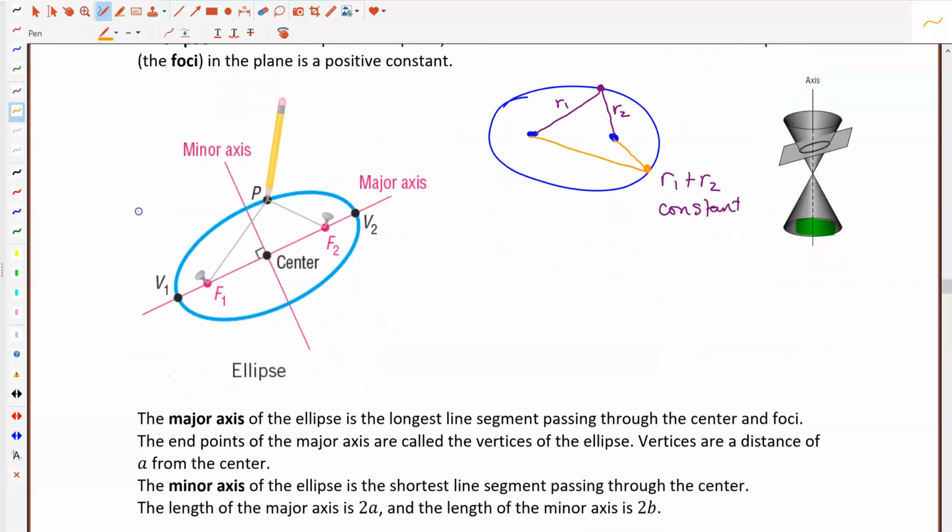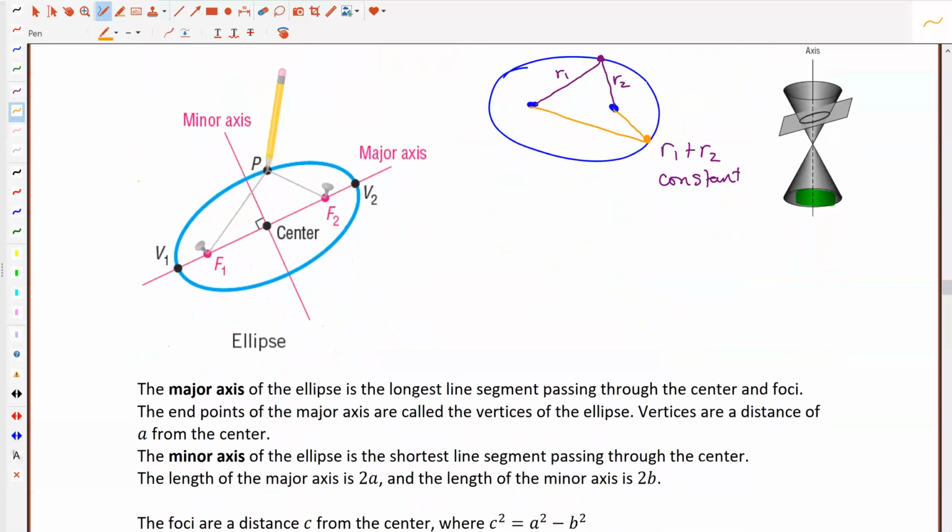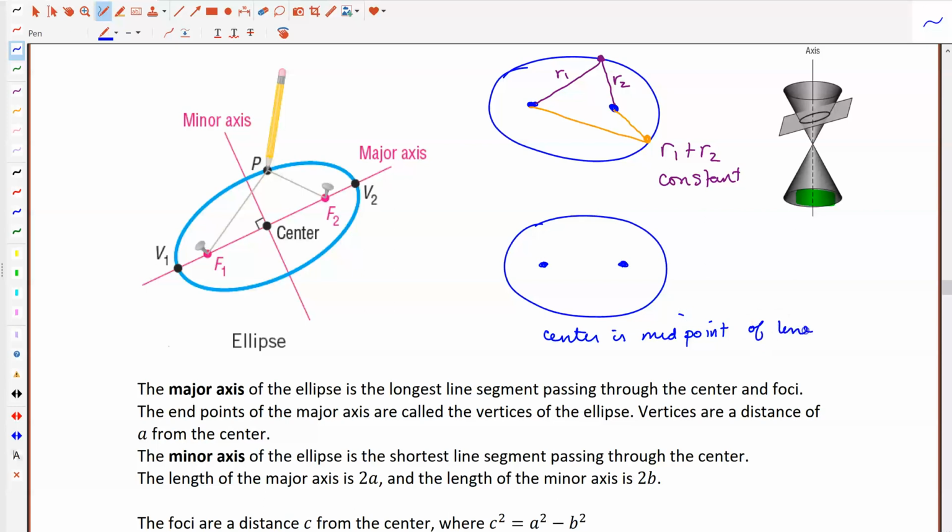All right, so when we're looking at these, the major axis of the ellipse is the longest line segment that passes through the center and the foci. So the center, let's dive into that a little bit. If these are the foci, the center is the midpoint of the line segment.